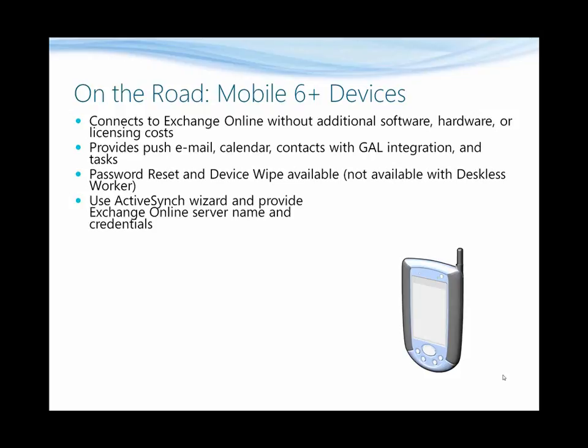It also provides password reset and device wipe utilities. With device wipe, if a mobile device is lost, stolen or otherwise compromised, users can sign into their mailboxes through Outlook Web Access and remotely erase all information from the device. These utilities are not available for the deskless worker version. You use the ActiveSync wizard to connect to Exchange Online services and provide your logon credentials.